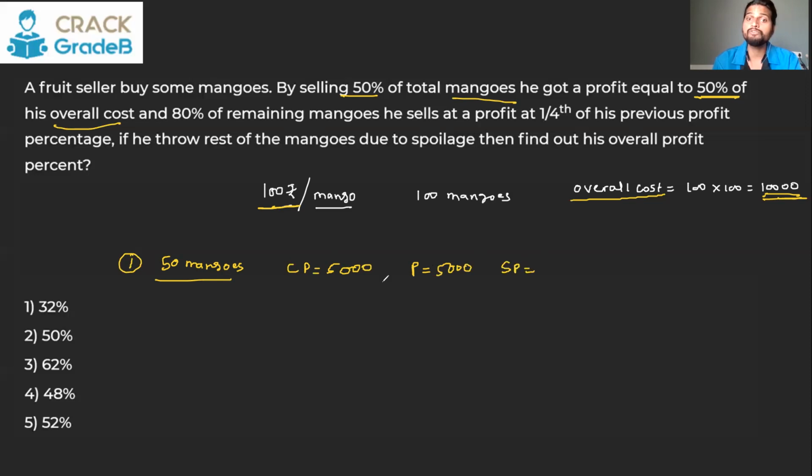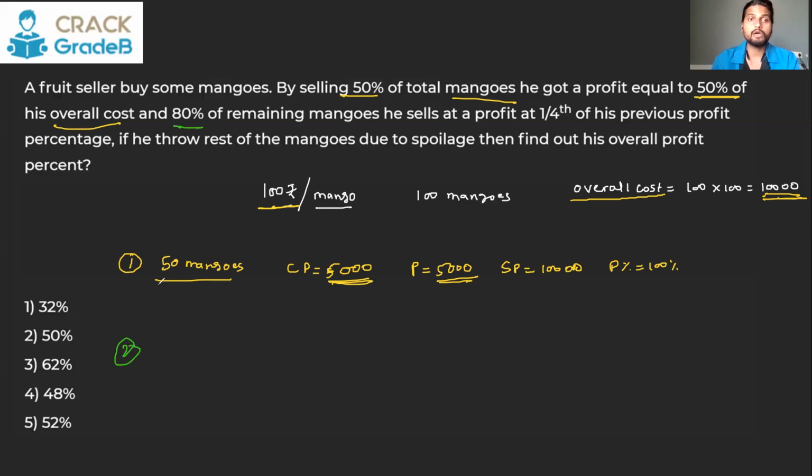That means he sells it for 5,000 plus 5,000. Selling price is cost price plus profit. Cost price plus profit, that is 10,000. So he sells it for 10,000. So if 5,000 worth of stuff he sells for 10,000, that means there is a profit percent of 100%, because profit is 5,000 on 5,000. So 100% profit.